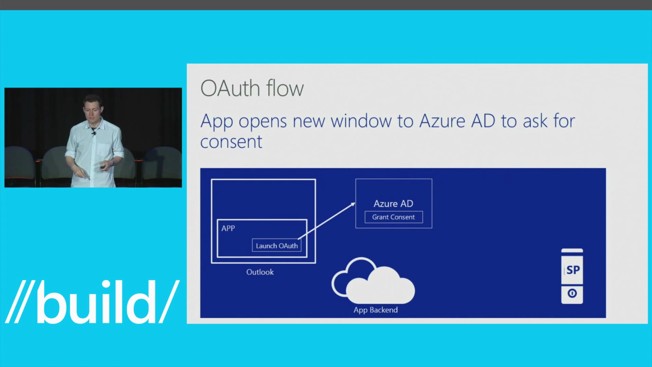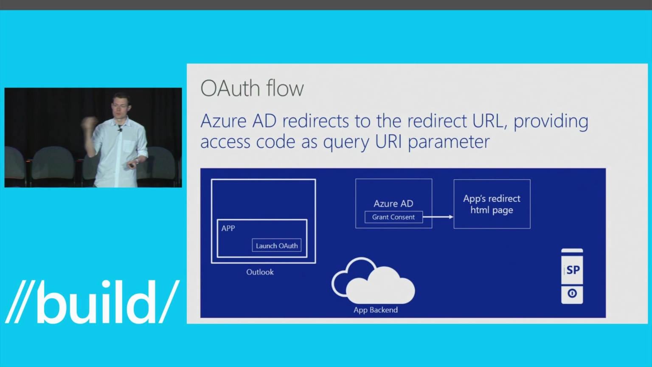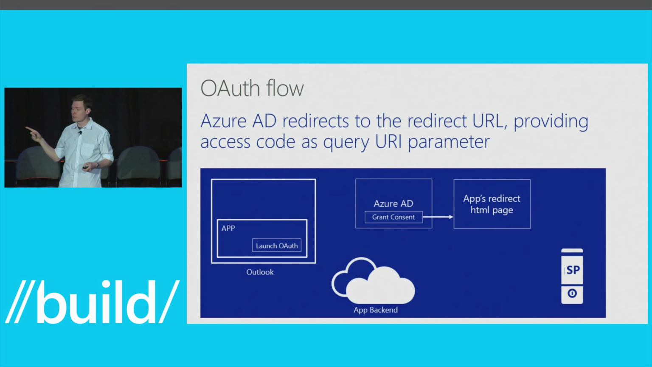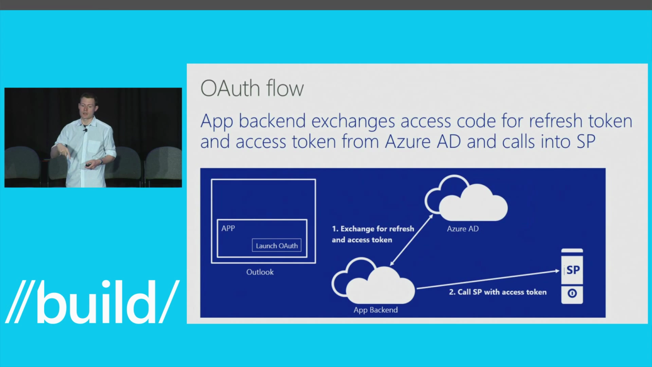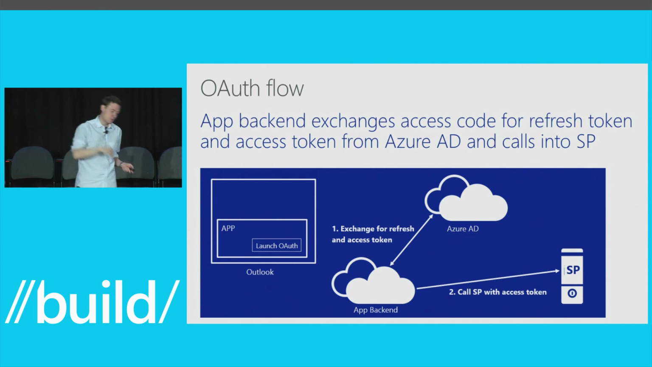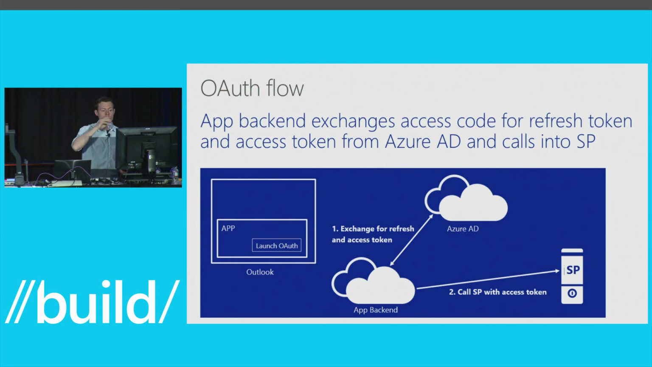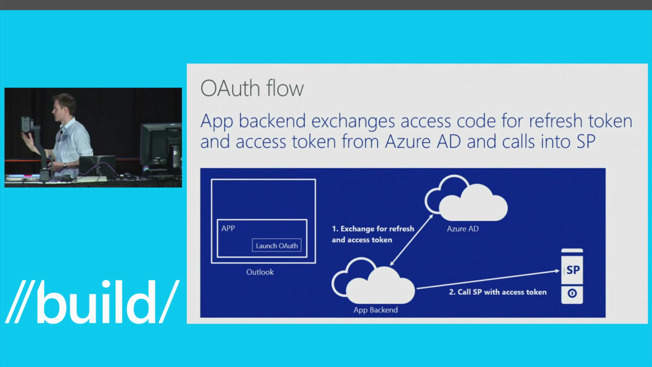The user clicks grant consent, and then Azure AD redirects to the app's HTML page. So there is a redirect URL. Again, standard OAuth. But in this redirect page, Azure AD includes as a URI parameter an access code. The app takes that access code and sends it back to the backend, and the backend exchanges it for an access token with Azure AD. Now that you have the token, we can call the SharePoint REST APIs with this token and actually get the attachment.